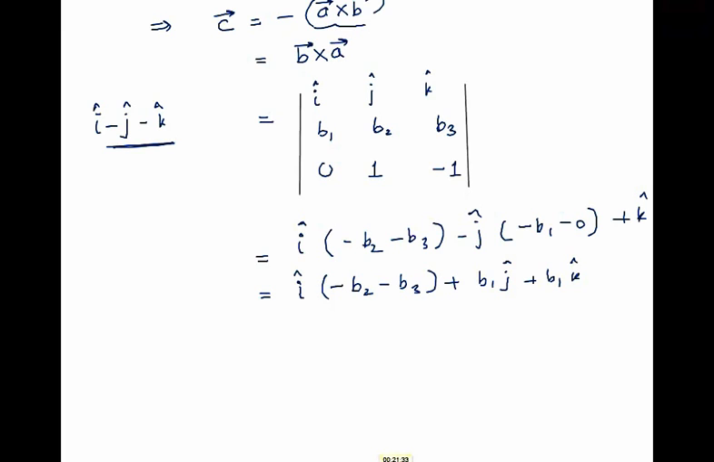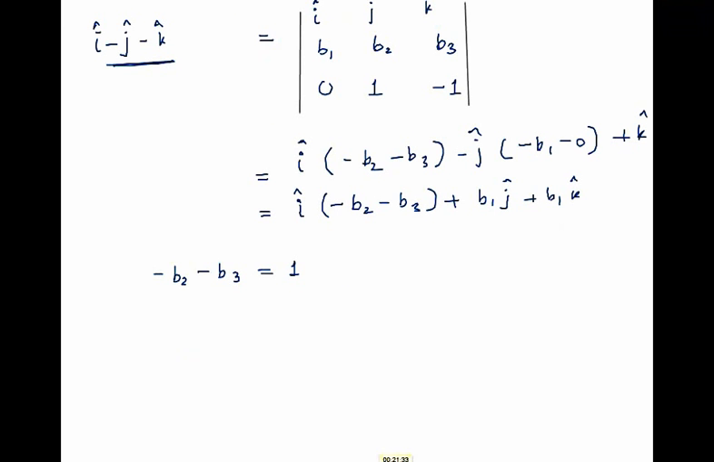On comparing both the sides, on comparing the coefficients of I cap, j cap and k cap, we will be getting that minus B2 minus B3 equal to 1, then B1 equal to minus 1 and B1 equal to minus 1. So the first equation gives us that B2 plus B3 is equal to minus 1, and from the second and third both we can derive that B1 is equal to minus 1.